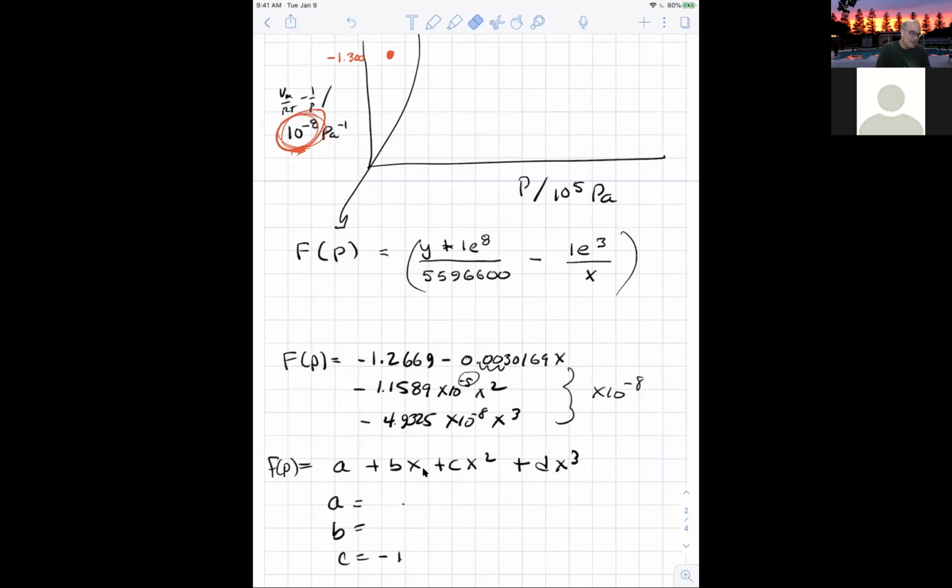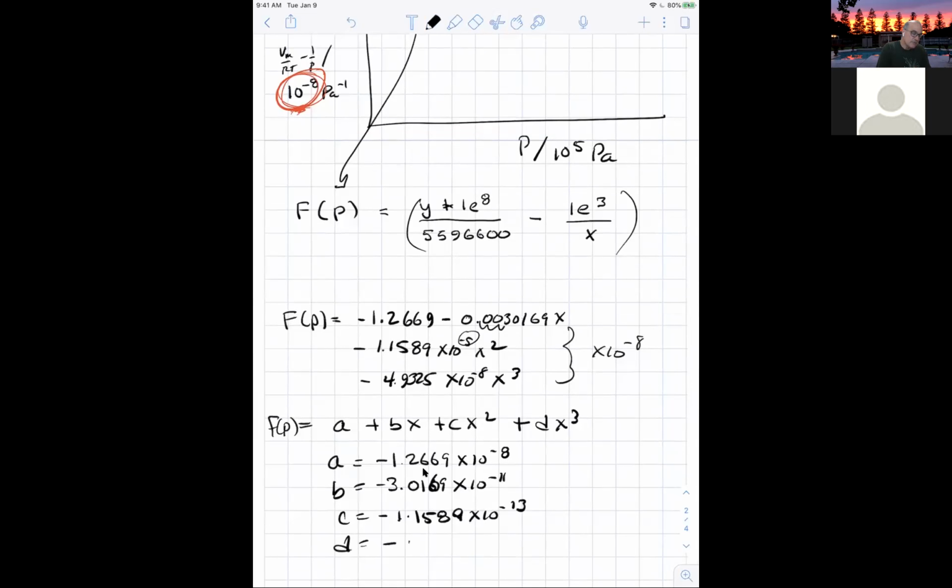And if you were doing this as an assignment, that's what you would want to be clear about. A is minus 1.2669 times 10 to the minus 8. B is minus 3.0169 times 10 to the minus 11. C is minus 1.1589 times 10 to the minus 13. And D is minus 4.9325 times 10 to the minus 16. So those are the real values.